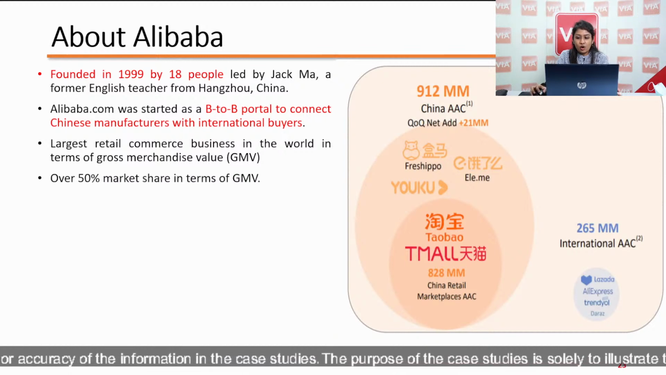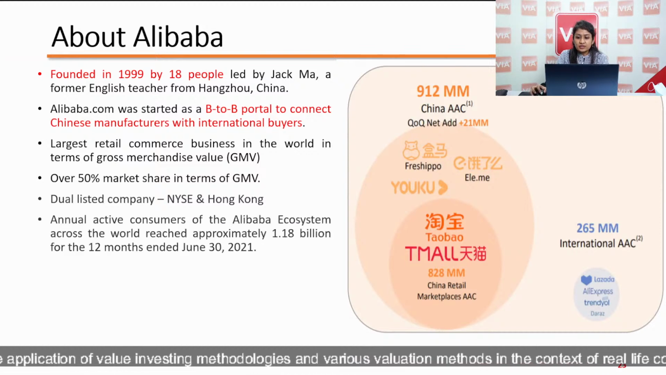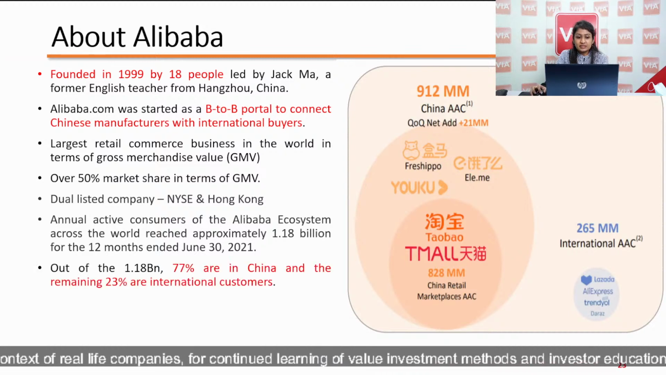Over 50% of the market share in China is owned by Alibaba in terms of GMV. And Alibaba is a dual listed company, listed both in the US and Hong Kong. The annual active consumers of Alibaba reached approximately 1.18 billion people for the 12 months ended June 30, 2021. Out of that, 77% are in China, represented by 912 million users as shown on the picture on the right. The remaining 23% are international customers, which is 265 million people as shown on the chart on your right.